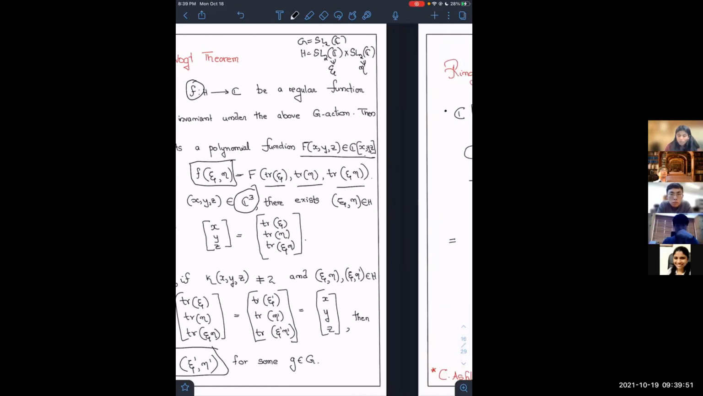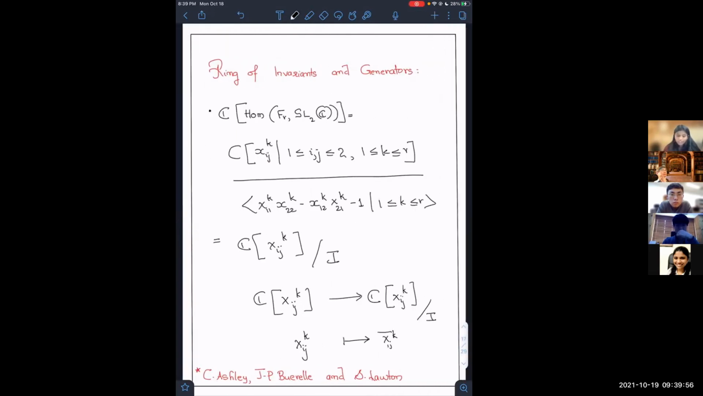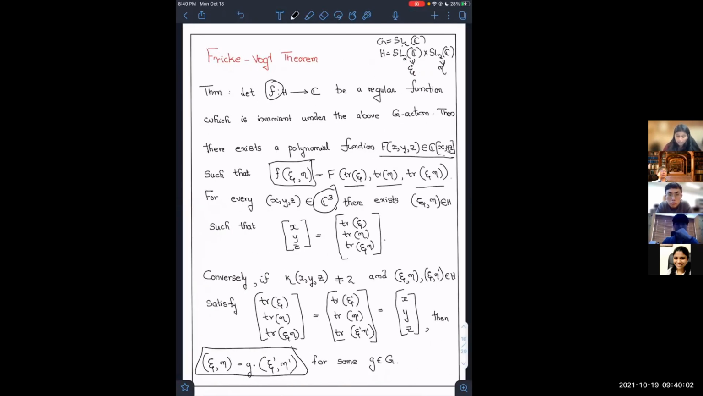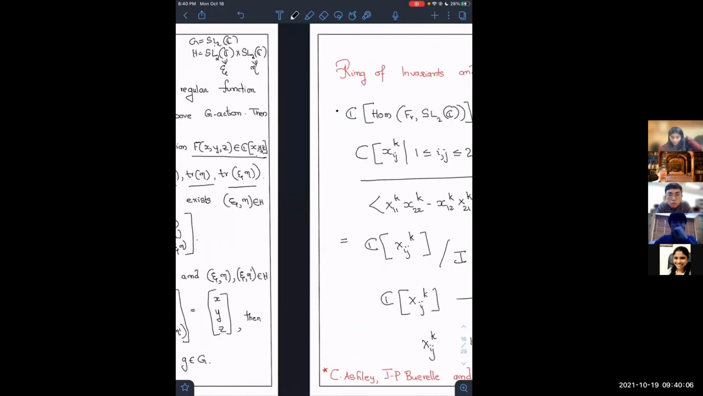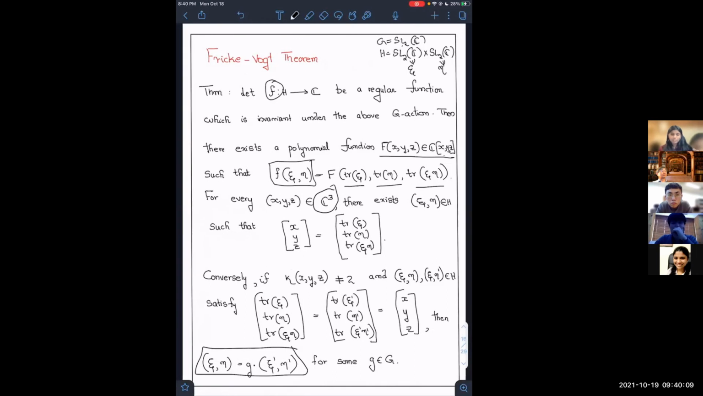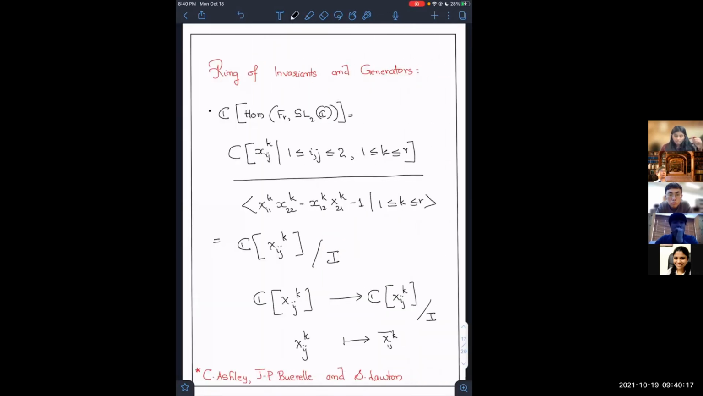But more generally, this was for the free group of rank 2, right? We were working on F2. One more thing: if you want a reference for this, there is an exposition written by William Goldman on the theorem of Fricke and Vogt, where he gave an elementary proof of the result.